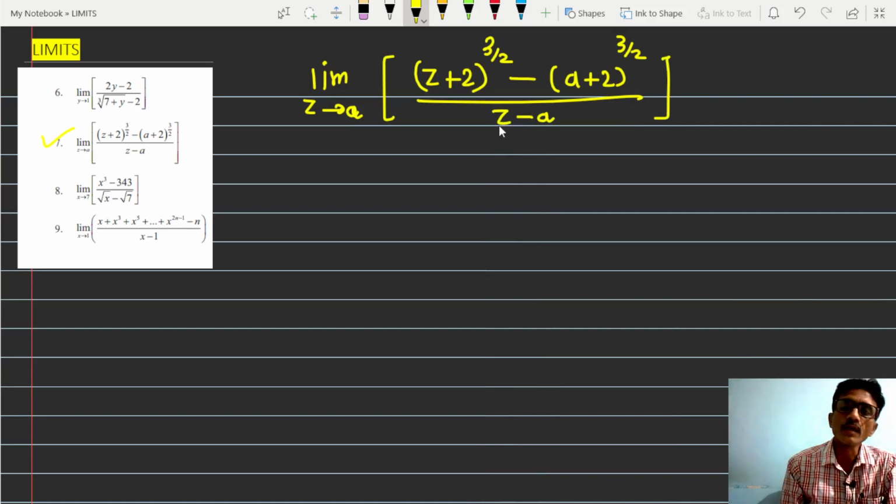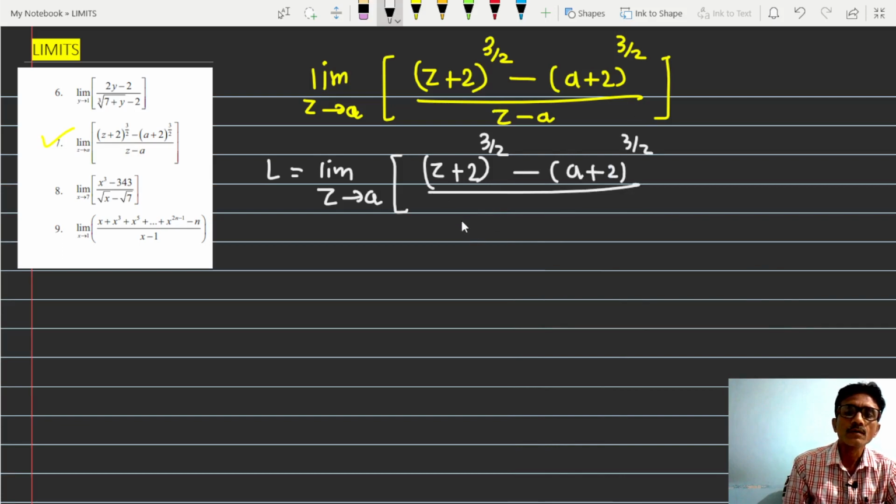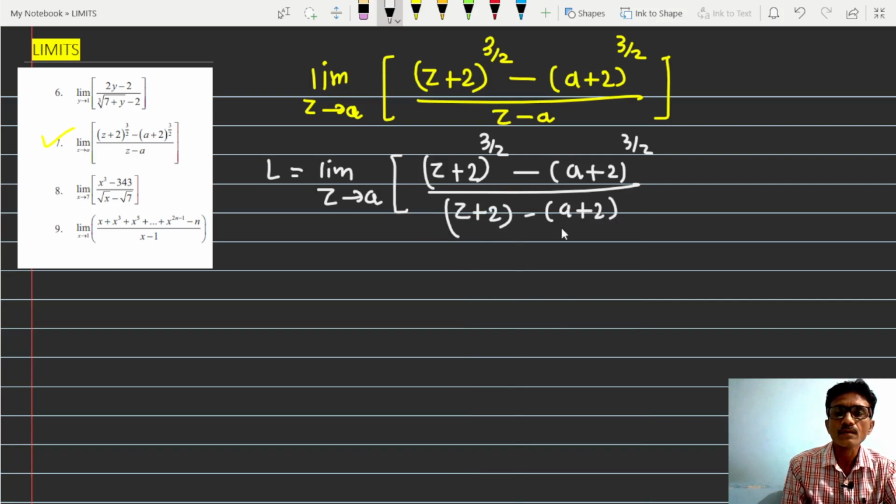What we do here, add and subtract 2. यहाँ पर डिनोमिनेटर में हम 2 ऐड और सब्ट्रैक्ट करते हैं. तो limit z tends to a, (z plus 2) raised to power 3 by 2 minus (a plus 2) raised to power 3 by 2 upon, here we add 2 or subtract 2. ये minus of 2 cancel होगा और z plus a आएगा.